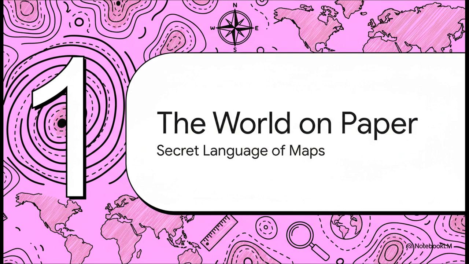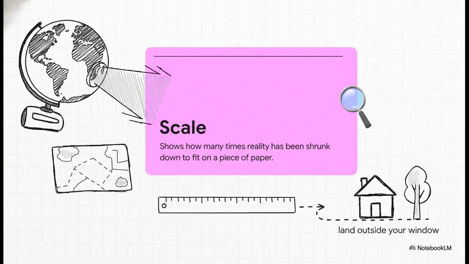Our first stop is the one fundamental idea that makes every single map possible. Get this down, and you're well on your way. The big secret is something called scale. You can almost think of it like a shrink ray for the entire planet. The scale of a map tells you exactly how much the real world has been shrunk down to fit in your hands. It's the absolute crucial link between the map you're holding and the actual ground beneath your feet.